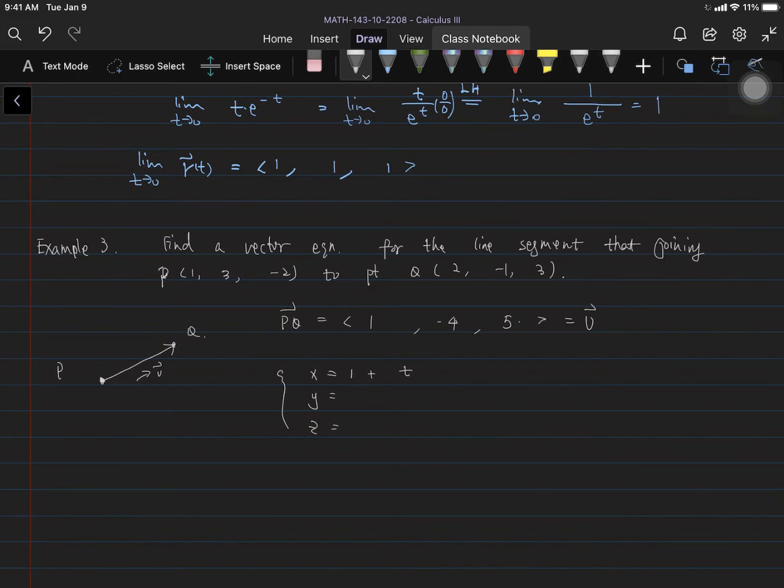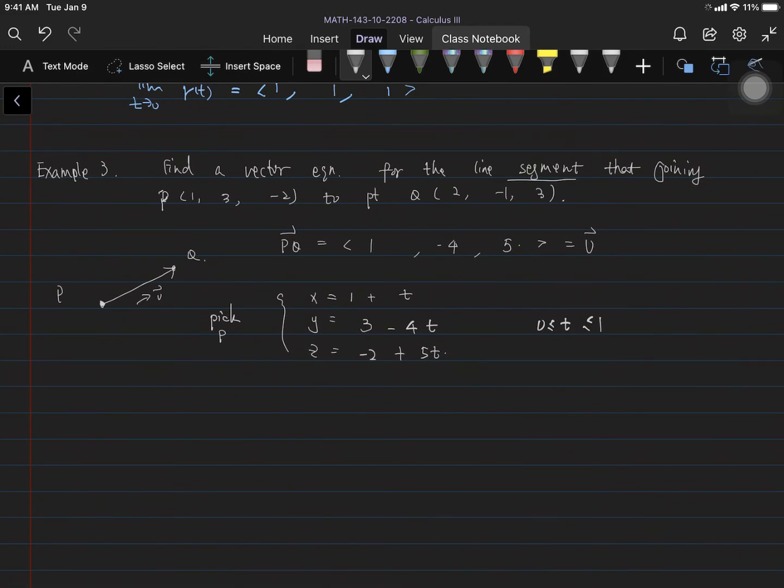And y equals y naught, which is 3. So here we pick the point P. 3 minus 4t. And z equals negative 2 plus 5t. And because this is a line segment, same as our exam problem, t from 0 to 1. Okay, because we defined it this way.